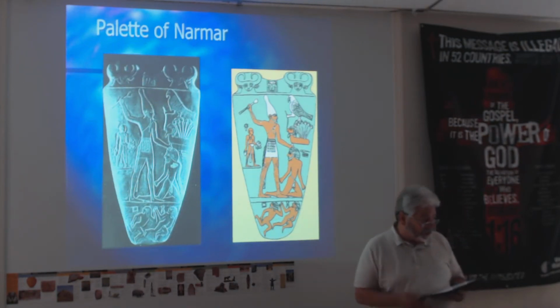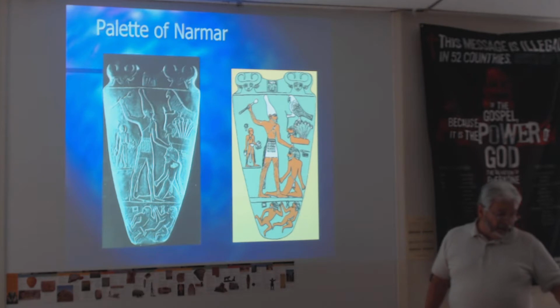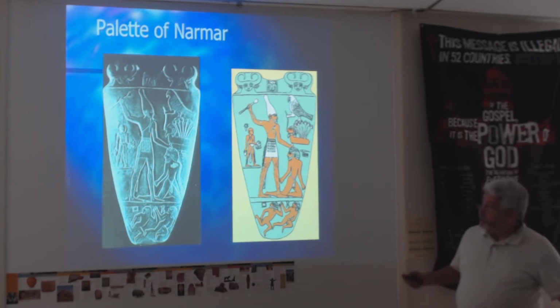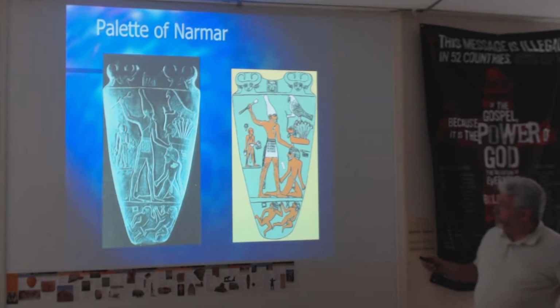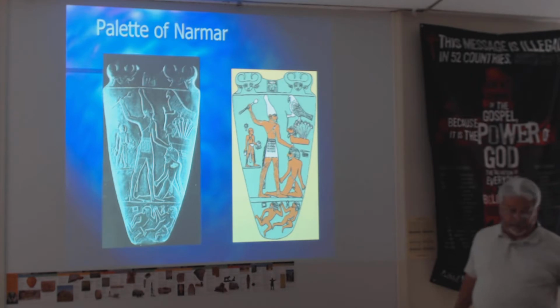This is a picture of what's called the Palette of Narmer. It's located in the museum in Cairo. This is how it appears now as you look at it. Here's a colorized version so that you can see it more clearly. So, there are two sides. We'll look at one side at a time. All right, so this is Narmer, or Menes. What is he doing? What's this picture showing?